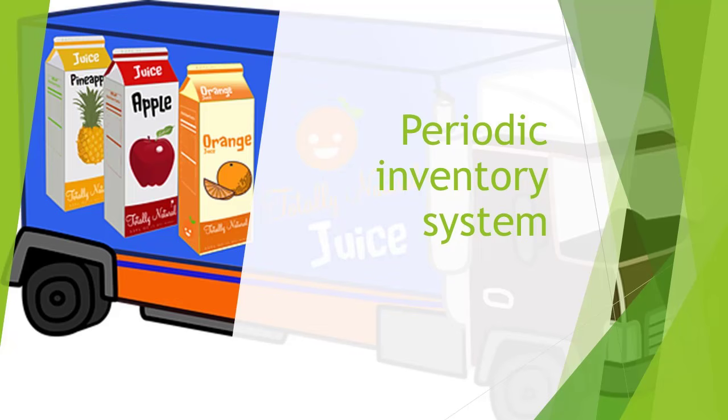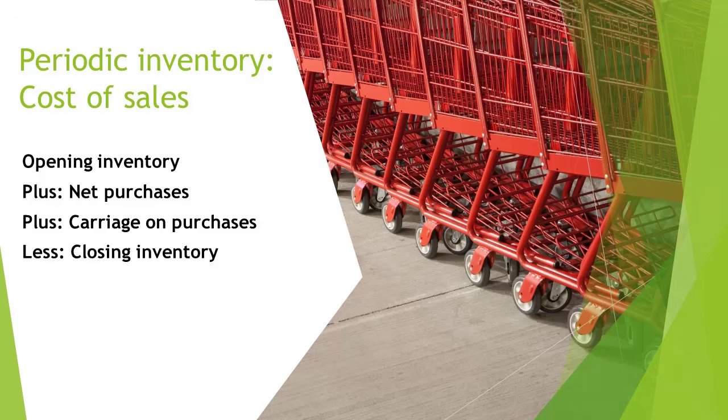This is done for both credit and cash purchases of inventory. When applying the principles of the periodic inventory system, cost of sales is not determined at the time the sale transaction is recorded. Cost of sales can only be determined at the end of the financial period after a physical stock count has been done. With the periodic inventory system, the cost of sales is calculated as follows: opening inventory plus net purchases plus carriage on purchases less closing inventory.